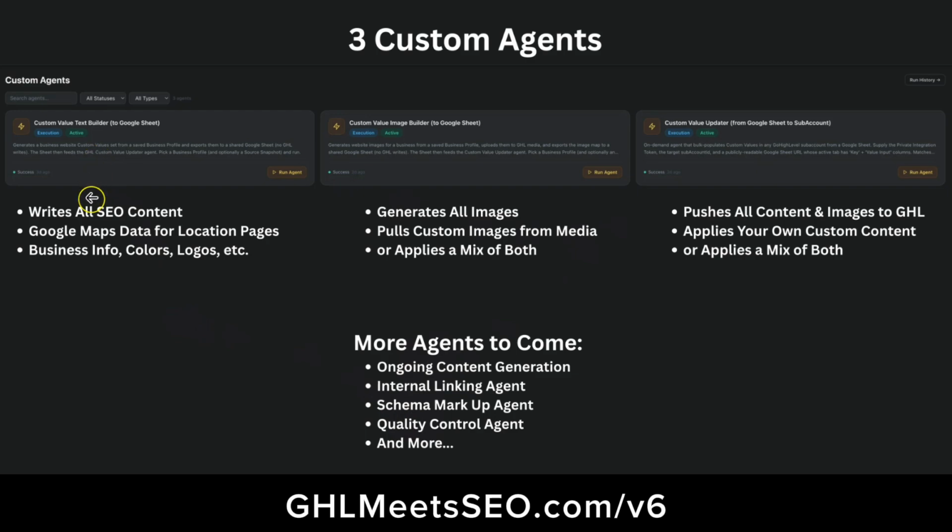The first agent writes all your SEO content. It is responsible for writing every word that goes on the website, including metadata, alt text, all the SEO information. It pulls the Google Maps data for your location pages, plugs in all the business information, colors, logos.